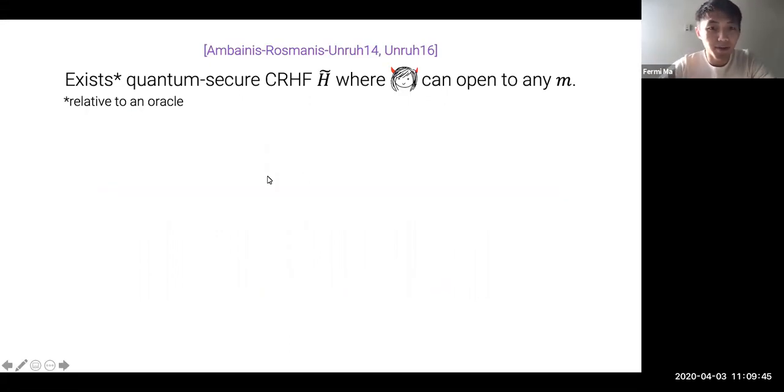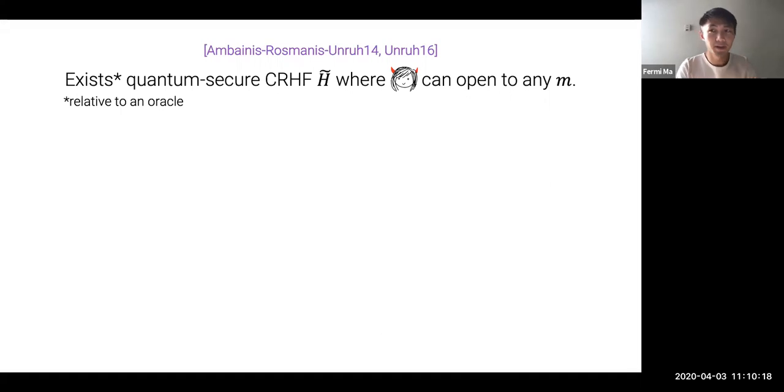Okay, so in particular, there is a result by Unruh, building on prior work of Bitansky, Rosmanis, and Unruh, that shows that there exists a quantum secure collision-resistant hash function, this H tilde, where a cheating quantum prover can open it to any M of her choice. So when you use this collision-resistant hash function as a commitment, Alice can send a commitment, and then after sending the commitment, she can pick any M she wants, and then open this commitment to that M.